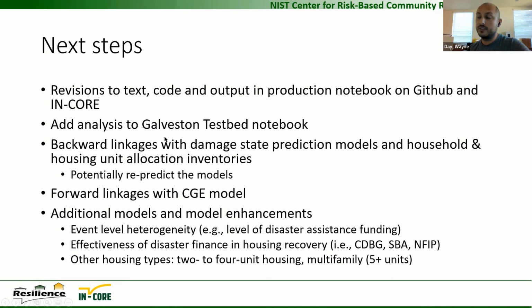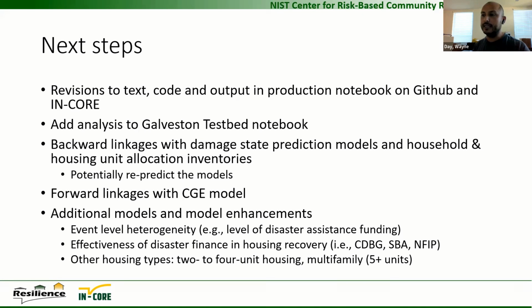Add the analysis to the Galveston testbed notebook. Bring in what I've put in my notebook and showed you as an example, and put it into the Galveston testbed notebook so that it's out there for everyone to look at. Improve upon the value loss estimates and the damage state prediction, and use the household and housing unit allocation inventory to produce better estimates. Replace that bimodal value loss with the better damage state prediction models that I believe are coming from Omar. So doing that.